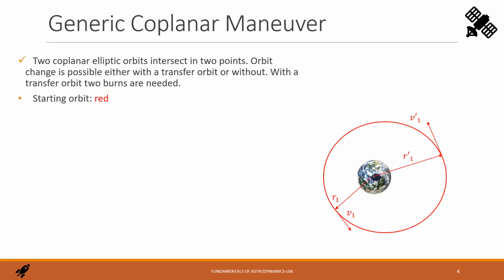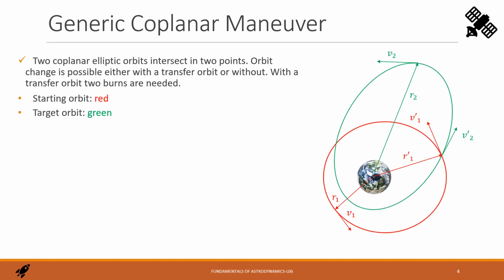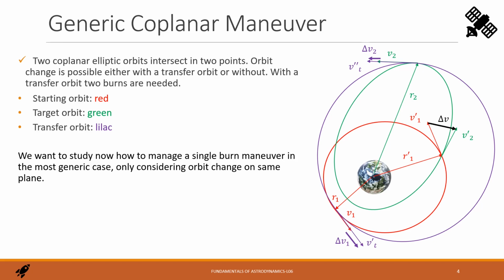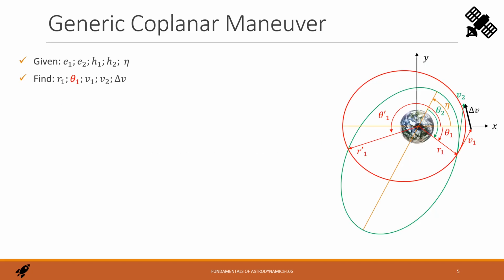Here we have two generic elliptic orbits, those intersect in 2 points. We have two possible single bar maneuvers and many two-bar maneuvers by using a transfer orbit. Let's see here first how to manage the single bar one. This problem we can solve graphically by representing the orbit in a plane and finding the intersection points.